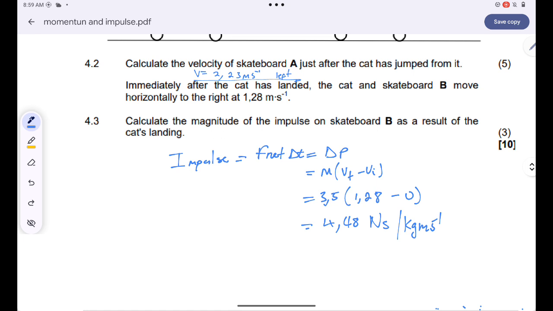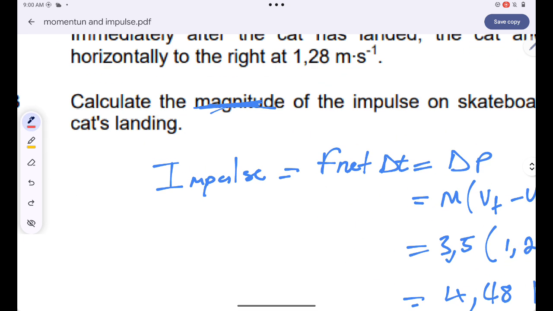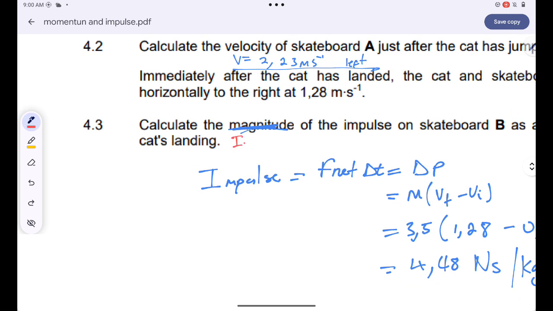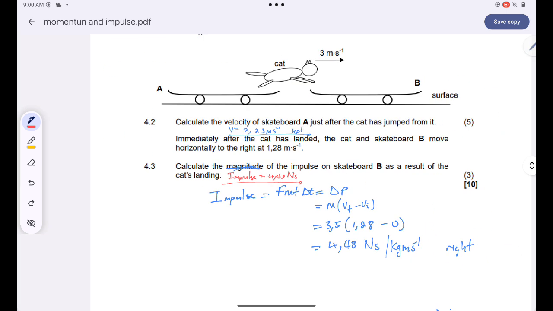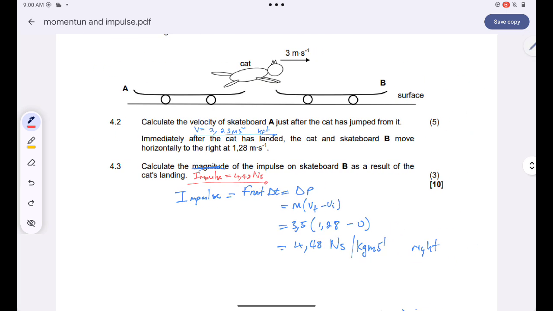Since they only wanted the magnitude, direction doesn't matter, right? But if they wanted direction, we would just say to the right. So the magnitude of impulse, let me write it in red, is just 4.48 newton seconds. That's how, guys, you could have answered that question.